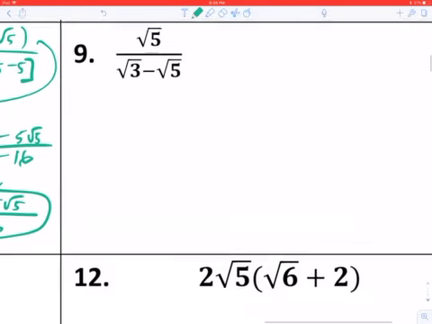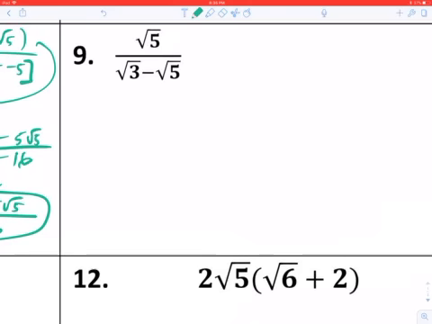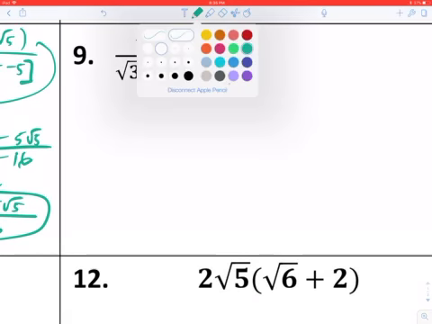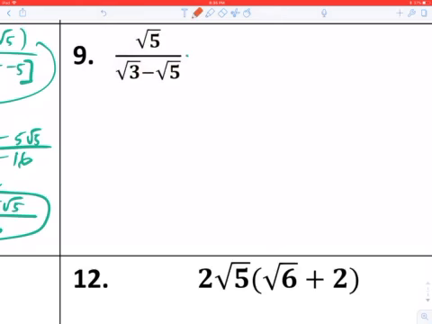Number 9, there will be no GCF here. I have double roots in my denominator, but that's okay because I can still use the conjugate.